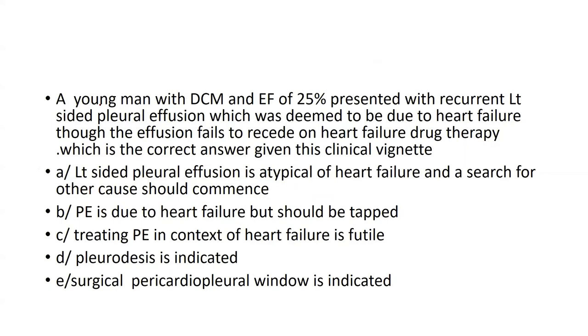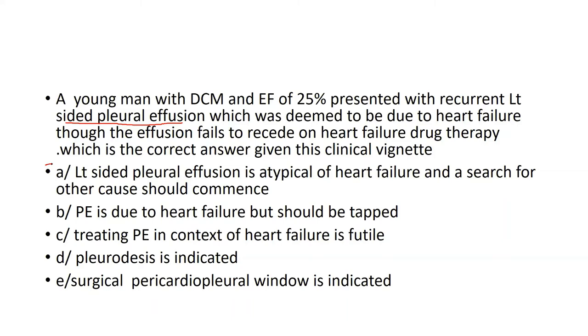Now, a young man with DCM, an ejection fraction of 25, presented with recurrent left-sided pleural effusion, which was deemed to be due to heart failure, though the effusion fails to recede on heart failure drug therapy. What is the correct answer given this clinical scenario? A: Left-sided pleural effusion is atypical of heart failure, and a search for another cause should commence. B: Pleural effusion is due to heart failure, but should be tapped. C: Treating pleural effusion in context of heart failure is futile. D: Pleurodesis is indicated. E: Surgical pericardial pleural window is indicated. So A is the right answer.